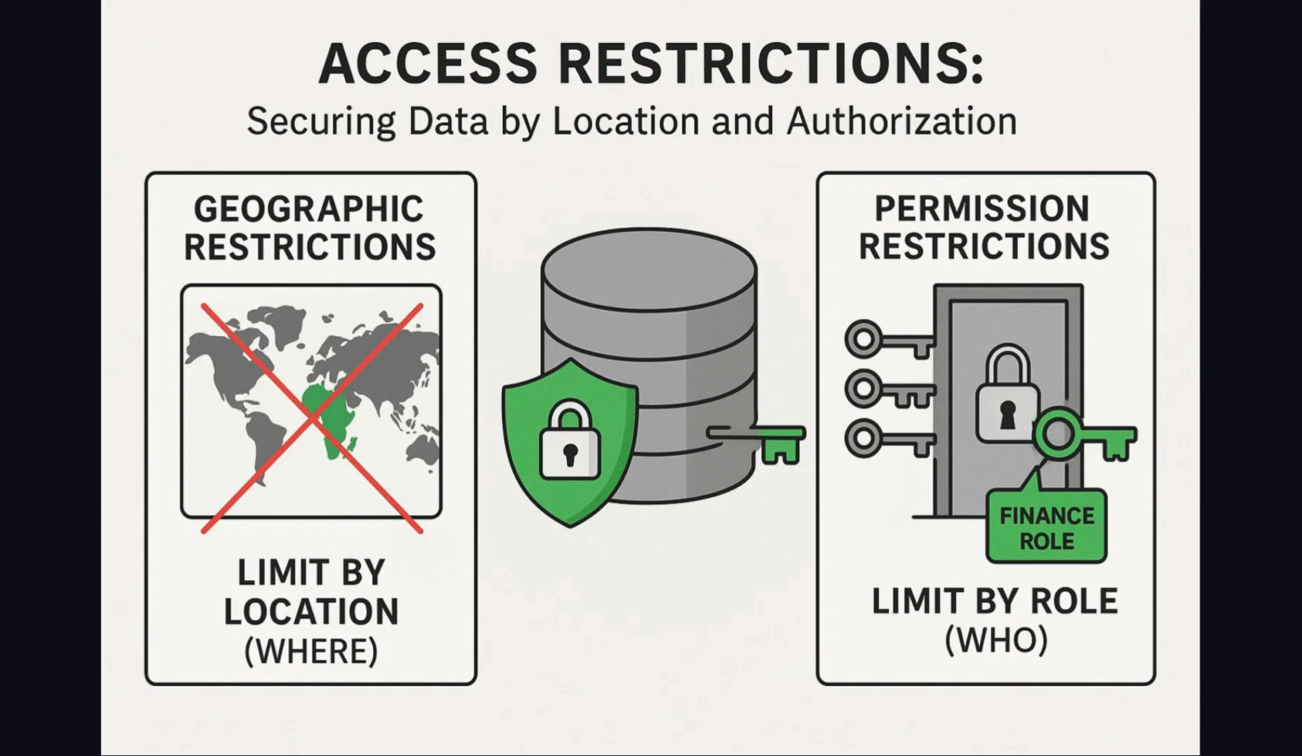Permission restrictions. These limit access based on the user's role or level of authorization. Example: a company grants access to financial data only to personnel who have the necessary background checks and training. This enforces the principle of least privilege. By implementing these 2 types of restrictions, we build powerful security boundaries around our most critical assets.